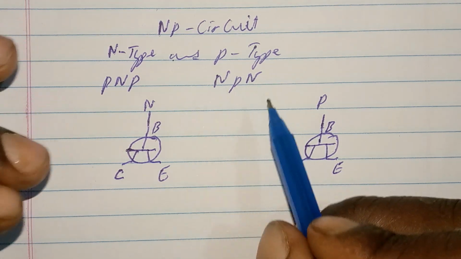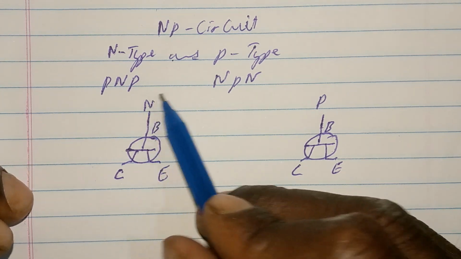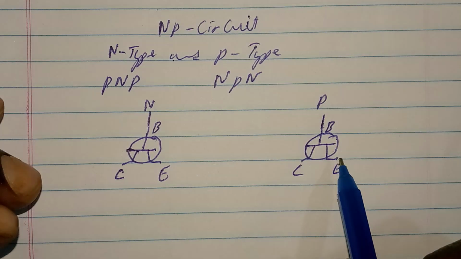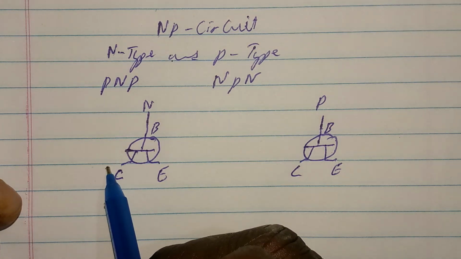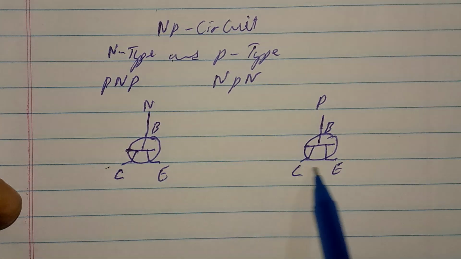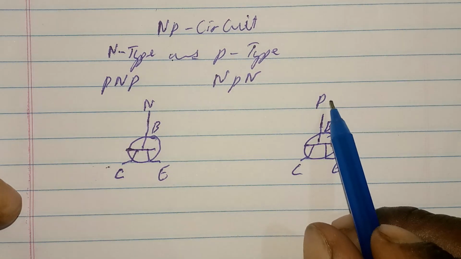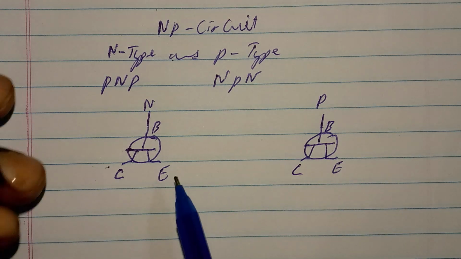the NP circuit here is that you have to connect the N-type transistor and the P-type transistor in line or in series, so that when you apply a voltage here, the voltage will directly come to the emitter of the P-type transistor without any adjustment. It will be automatic.